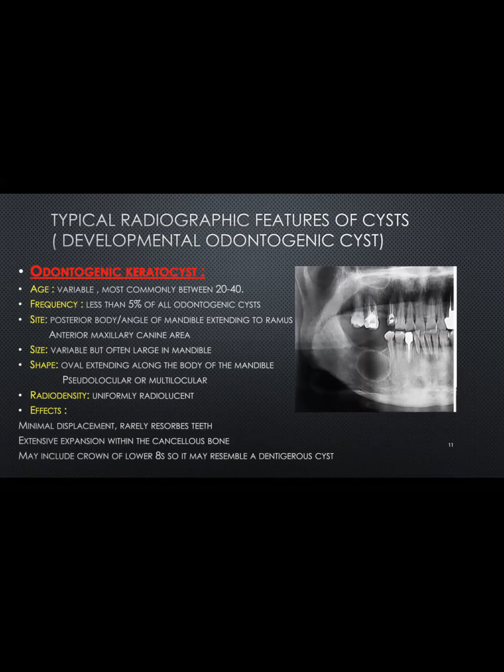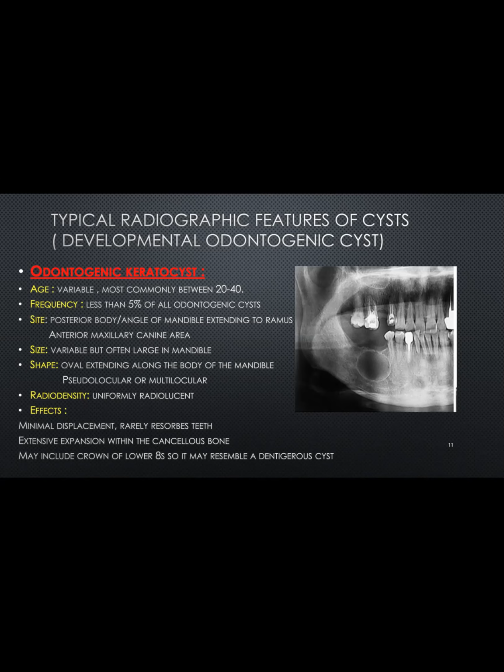Now, the odontogenic keratocyst, this cyst develops from the epithelium of the dental lamina instead of the normal tooth that's usually missing from this series. So this one, the age is variable. It's most common between 20 and 40. It's less than 5% of all odontogenic cysts. It usually happens like the X-ray that is shown down there in the posterior body or angle of the mandible. Sometimes it does extend to the ramus.